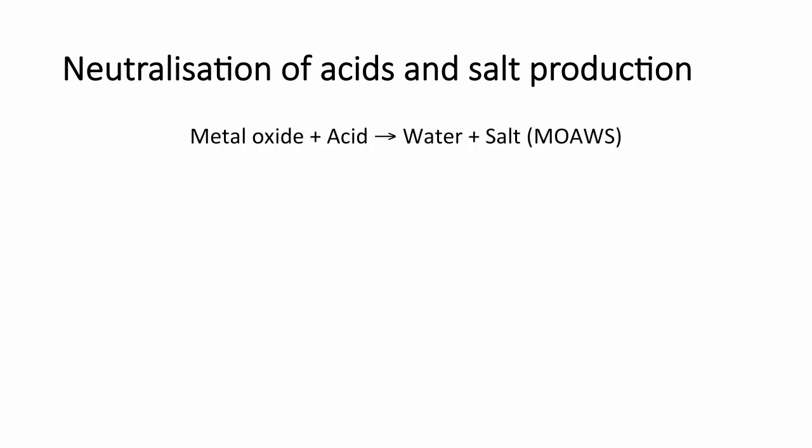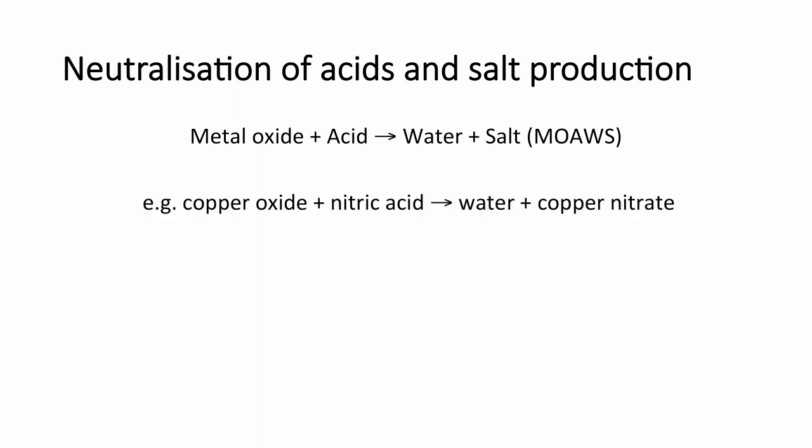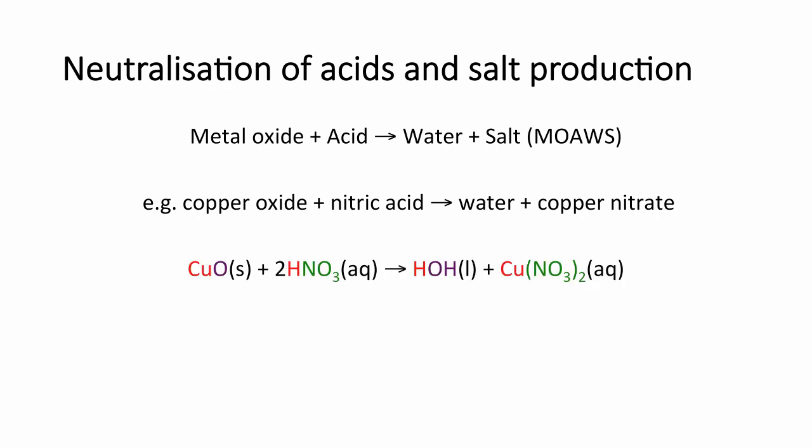Metal oxide plus acid makes water and salt. The acronym for this is MOAS. For example, copper oxide and nitric acid react to form water and copper nitrate. Again, the hydrogen ions from the acid and the copper ion from the metal oxide react together, swap positions to form the salt, copper nitrate and water.